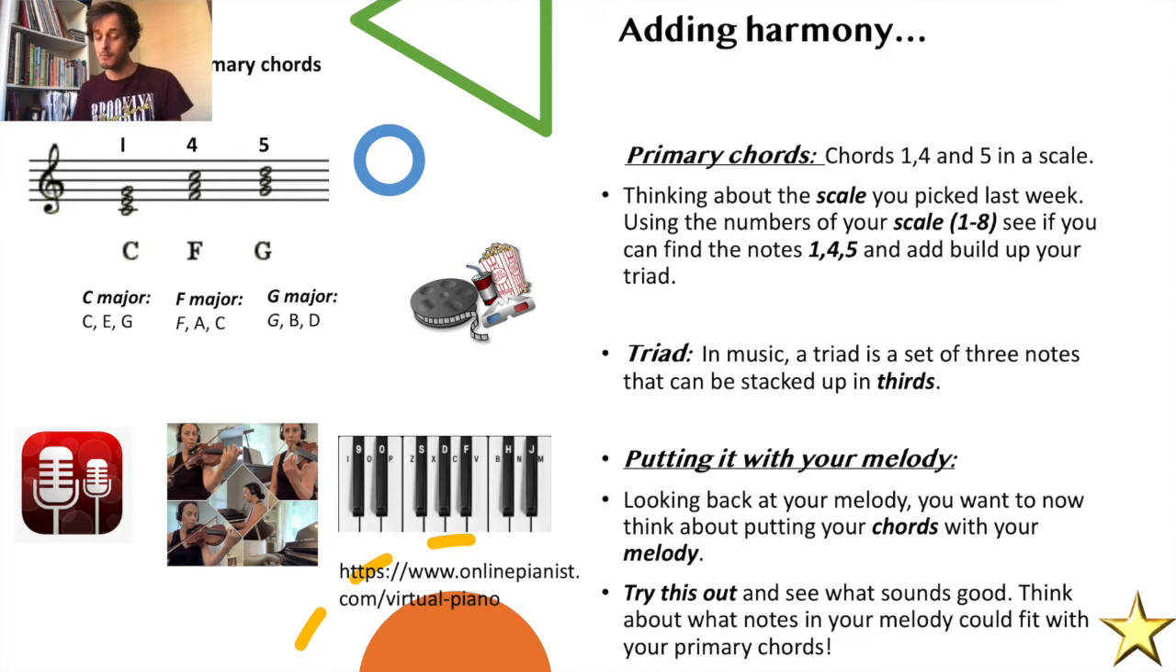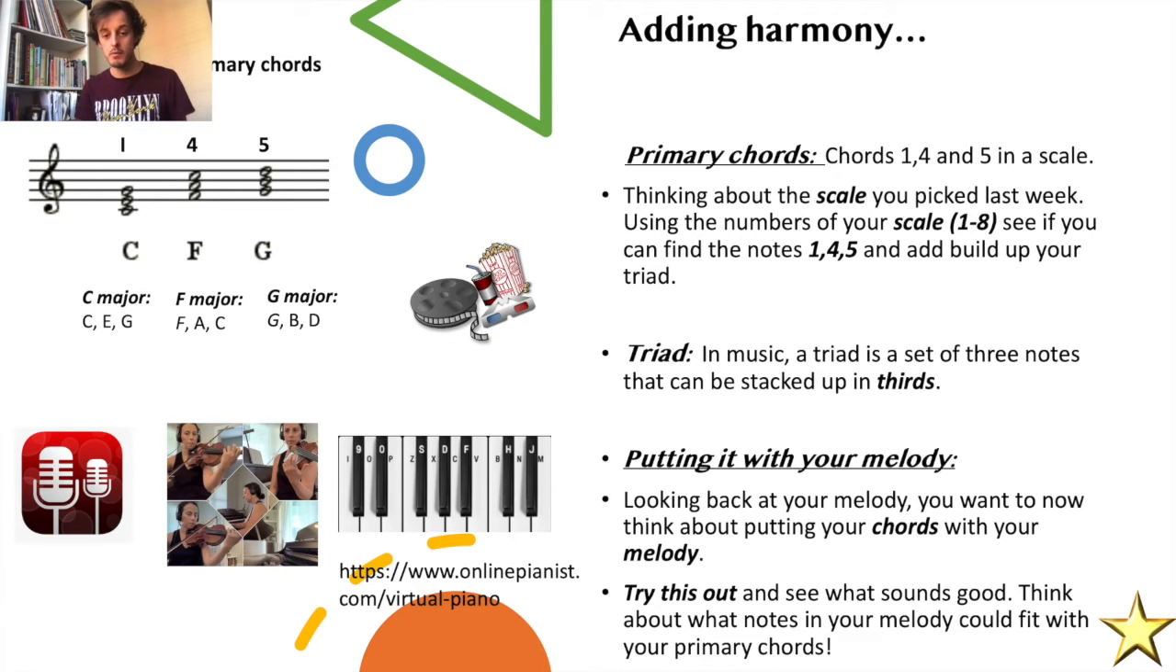Now, if you did pick a minor key, for example, your chords may be a bit different and they might not all be major. For example, if it's A minor, chord 1 is A minor, chord 4 is D minor, the fourth note up, and chord 5 is E major. Think about our harmonic minor scales. So it's a bit different, and that's where it starts to get really interesting.